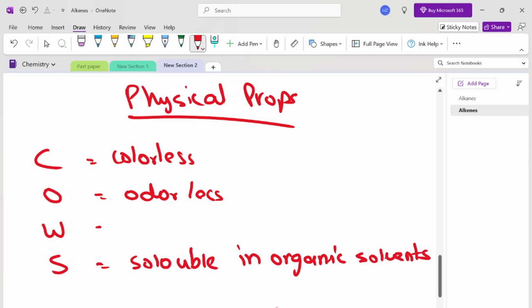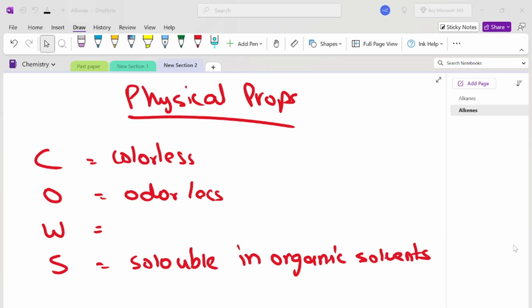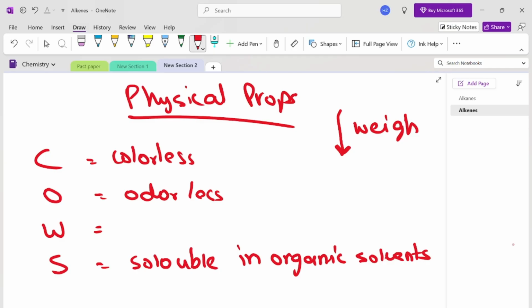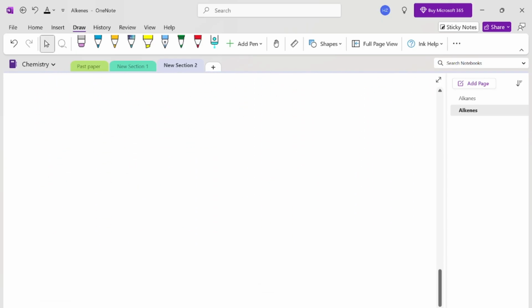Now, listen to W, okay? So, they are more dense than air. You can think of W as weight. These alkenes will fall downwards if you release them into the air. So you can call them more dense. That's why I'll write more dense than air.